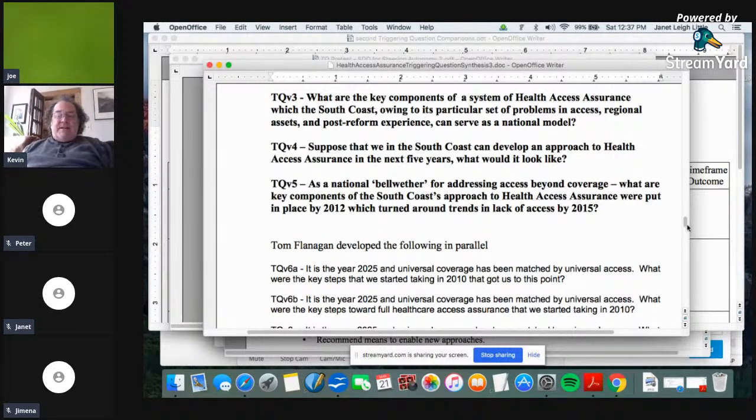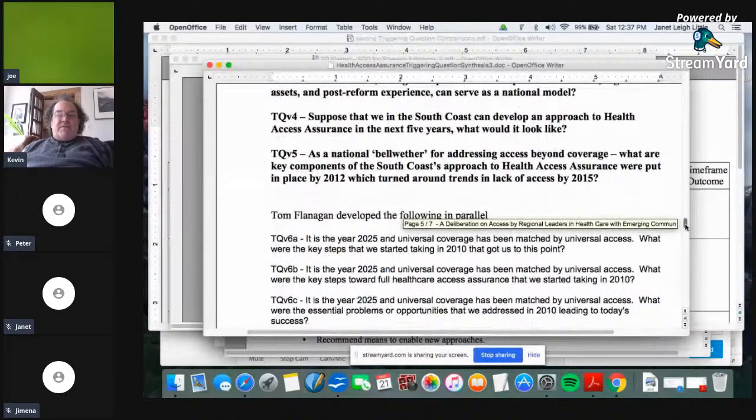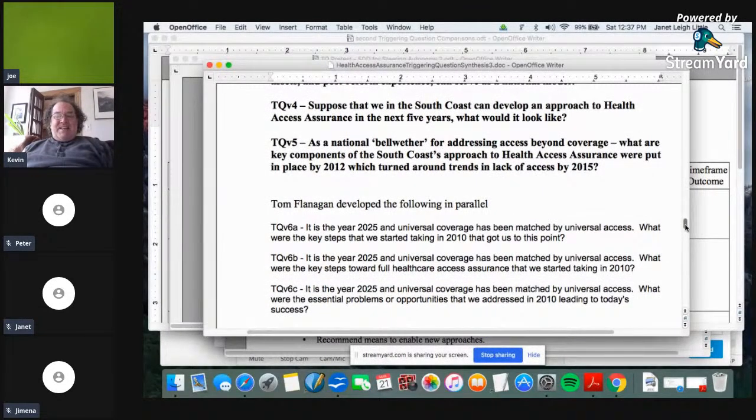Here is an attempt at another metaphor, the bellwether idea. It's a national bellwether for addressing access beyond coverage. Access beyond coverage was a kind of a buzz phrase that was starting around the cognoscenti in the healthcare field at the time. What are the key components to this new metaphor, the health access assurance, which we could put in place within the next several years? I think this is within the next 5 years, which would turn around trends in lack of access by 2015.